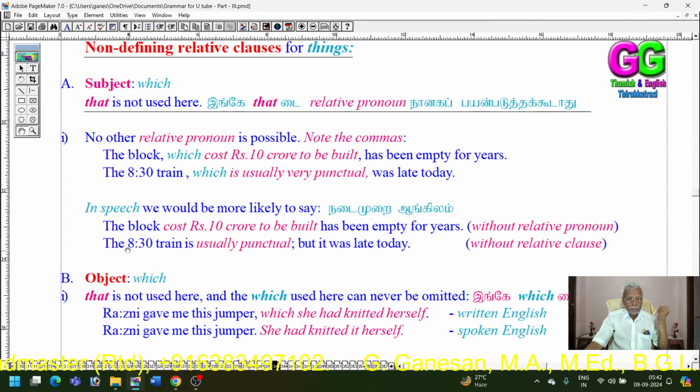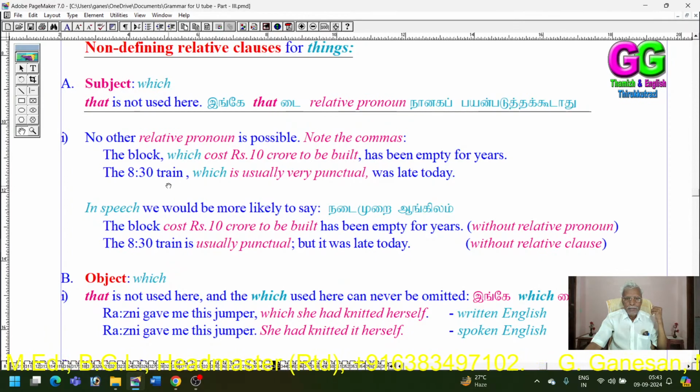And also, the 8:30 train is usually punctual, but it was late today. The idea of the first sentence has been expressed in one sentence, but without the non-defining relative clause and without the pronoun which. The second example has been split into two simple sentences. Which is usually very punctual has been reduced to usually punctual. Another part has been expressed in another simple sentence: but it was late today.